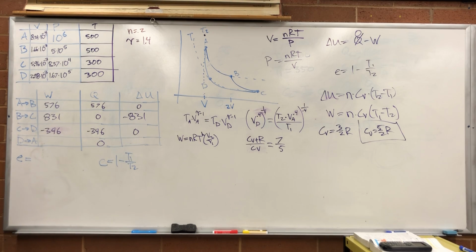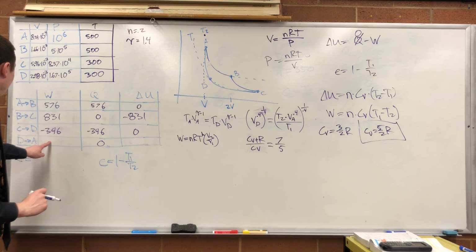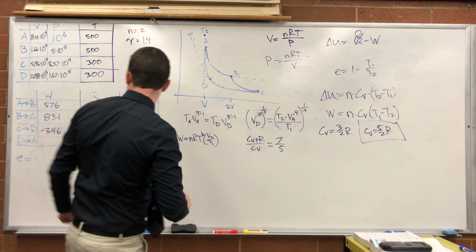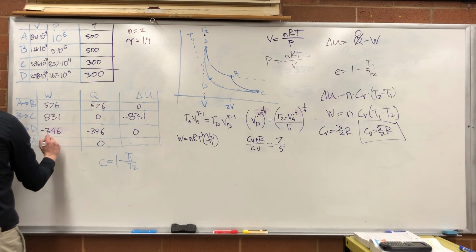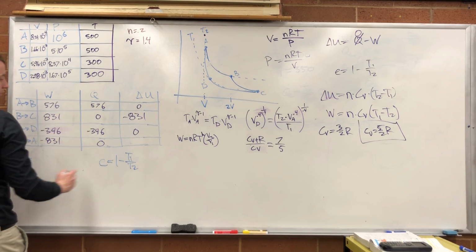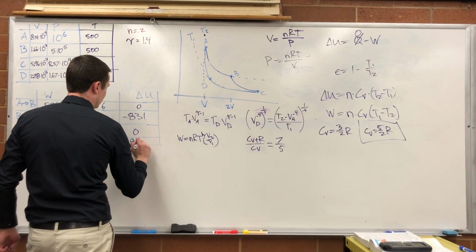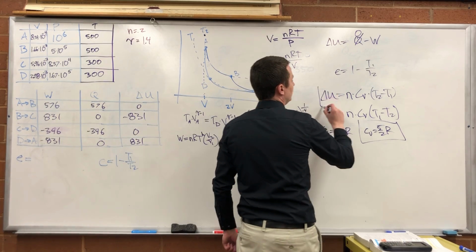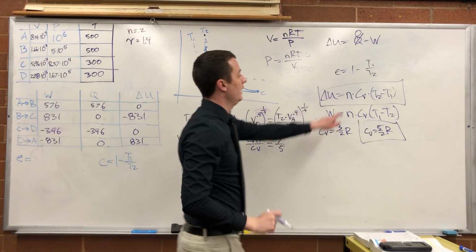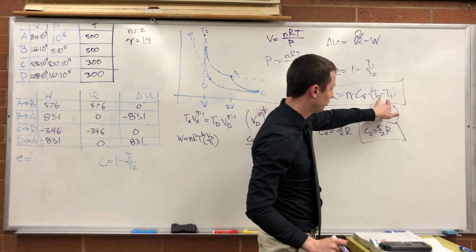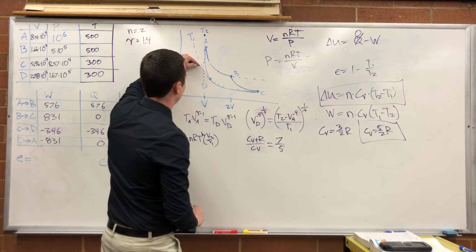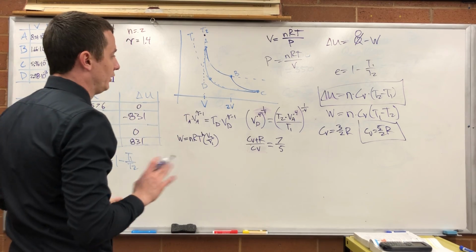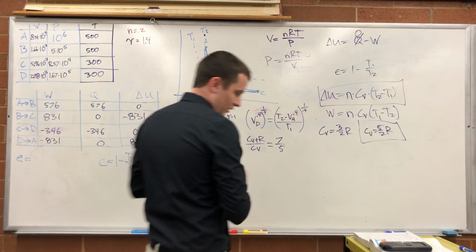And then this is going to be the exact same thing, except it's going to go from 300 to 500. So it's going to be the negative of this. So this is negative 831, and this is positive 831. It's the same number? Should be. Because we'd be doing this same calculation. We'd just be changing the order of T1 and T2. N doesn't change, CV doesn't change. We still just went from this temperature to this temperature. It's just we switched the order. Gotcha. Okay. So there's our table.